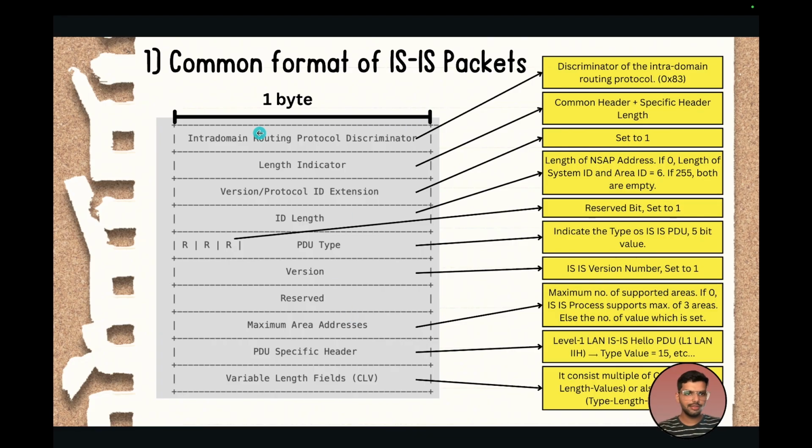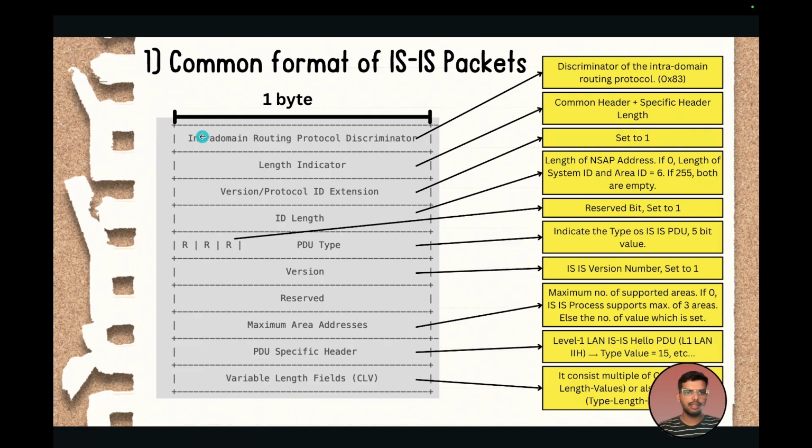So first, this field, the interdomain routing protocol discriminator, is the discriminator for the IS-IS protocol. This field will let the device know that this specific packet is for IS-IS, and the value is generally kept at 83 in hexadecimal over here. And this length, as you can see, is nothing but 1 byte.